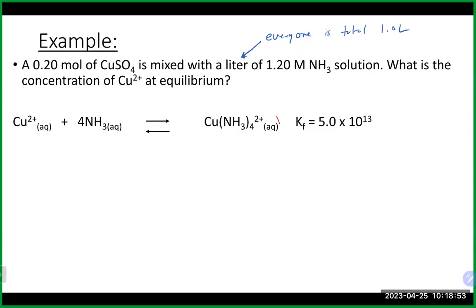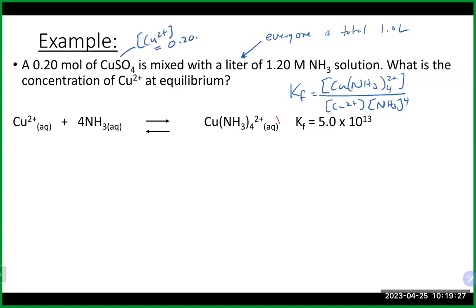So when we do these sort of ICE tables here to solve these problems, we do want to use our KF. So our KF in this case would be our concentration of our product over our reactant. And once again, we want to make sure for our NH3 in this particular case, we do take it to the 4th. Now we want the concentration of everybody. So the copper concentration, which would come from this guy, will be 0.2 molar. Again, just assuming we have 1 liter of it. So 0.2 divided by 1 would keep us at 0.2.